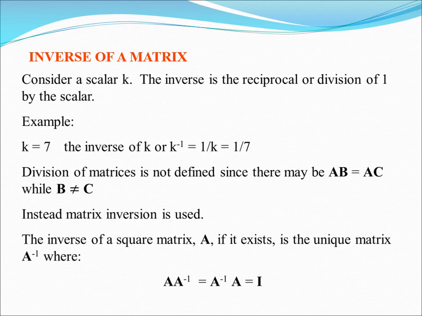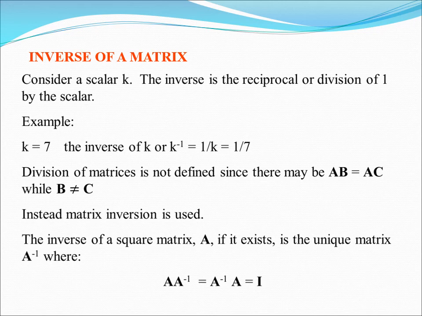Here we understand the concept of the inverse of a matrix. Consider a scalar k, then its inverse is the reciprocal of k, that is 1 by k. So if k is 7, then it can be written as 1 by 7. Now in the case of matrices, division is not defined and therefore from AB equal to AC, we may have B not equal to C also.